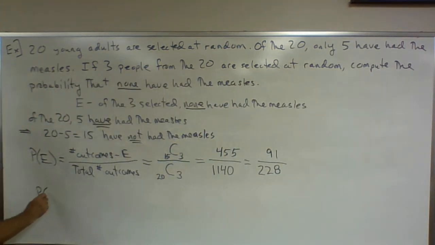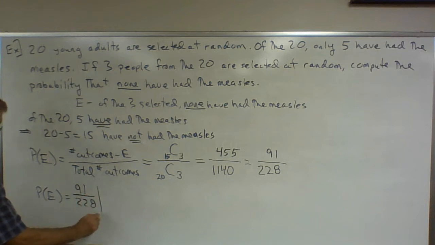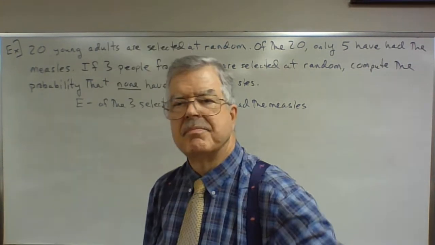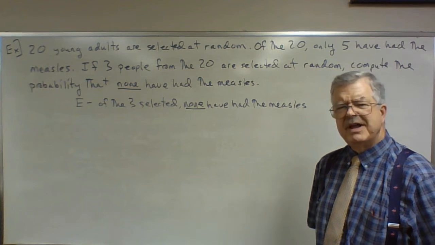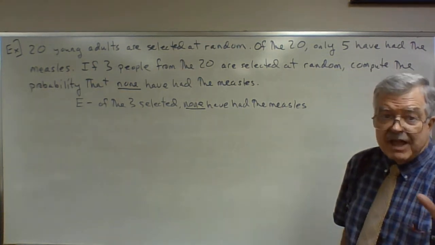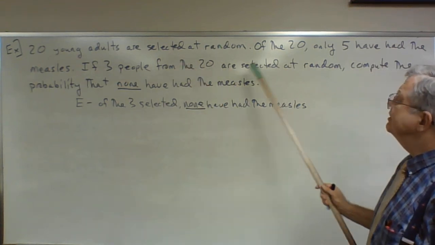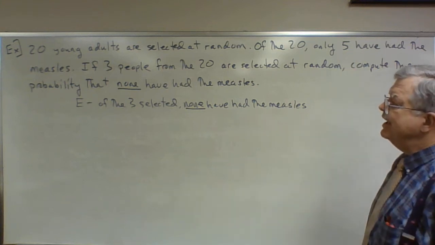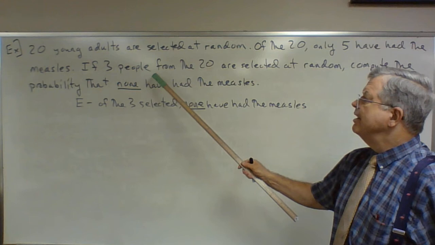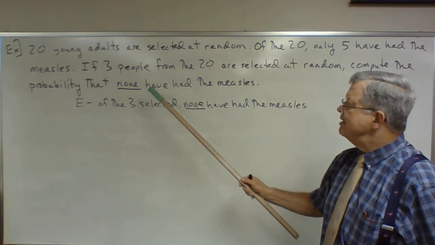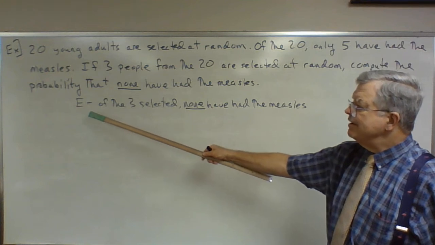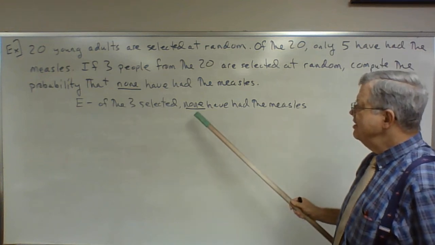Probability that E occurs in this case, 91 over 228. Let's take a look at this exercise again and see if I can do it a different way. Same exercise. 20 adults are selected at random. Of the 20, only 5 have had the measles. 3 people of the 20 are selected at random. Compute the probability that none have had the measles. Our event is that of the 3 selected, none have had the measles.